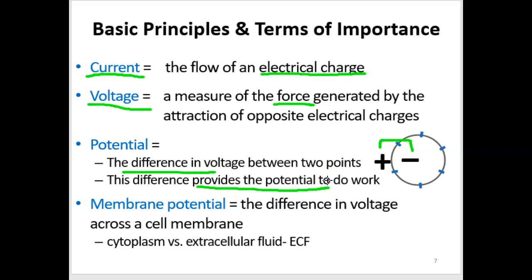And since we are talking about cells, we always talk about a potential to do work across a membrane. And so we're going to look at the difference in charge or voltage across a cell membrane. What's the charge in the cytoplasm and what's the charge outside? And so that we know what the force is. And we call that a membrane potential, which we'll come back to again.